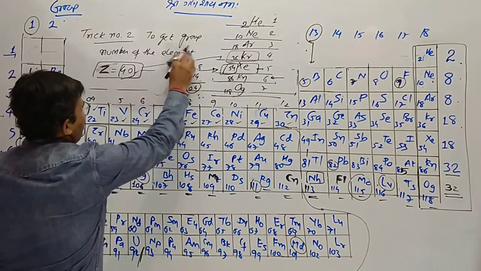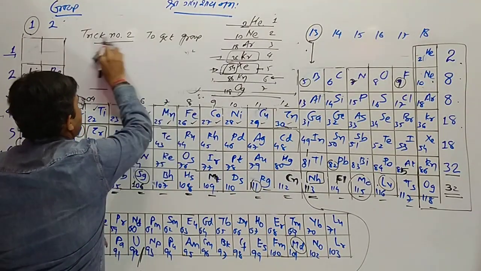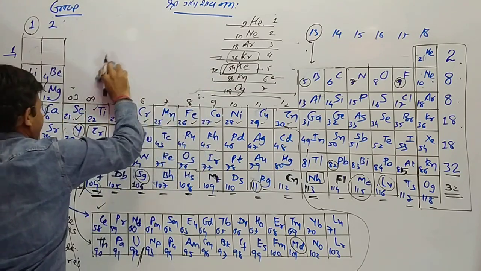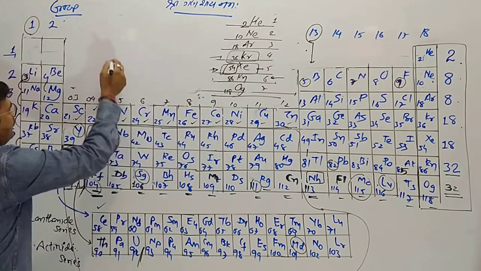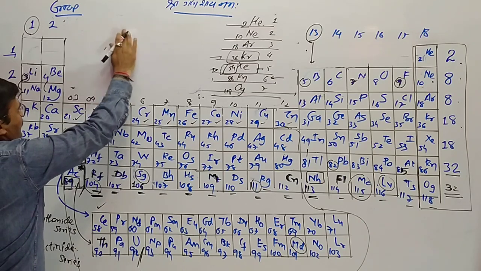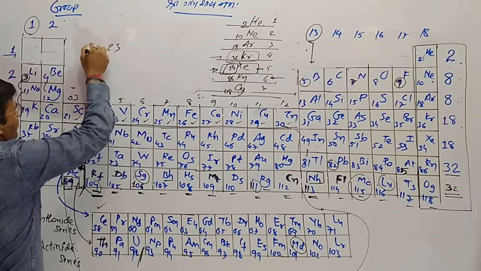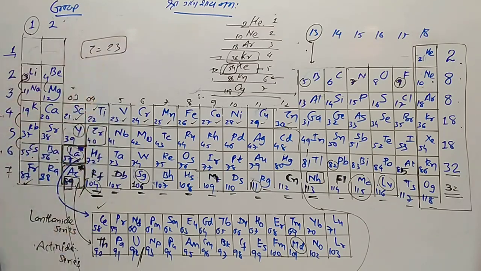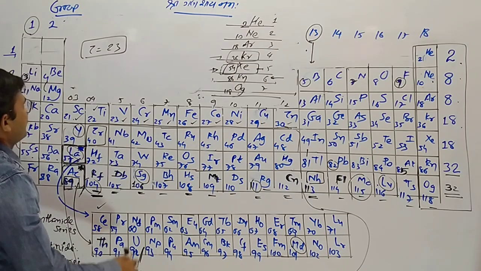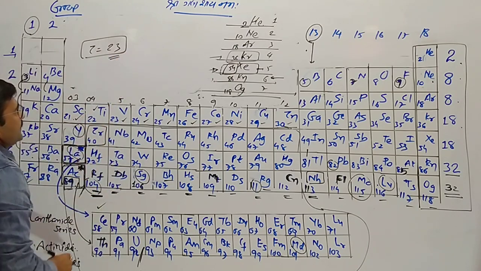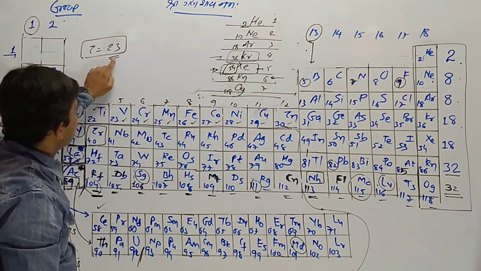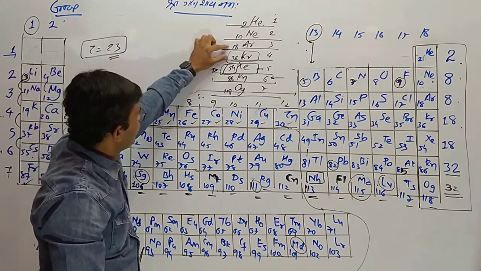Now listen once again. Suppose atomic number is 23 and we have to define its place in our periodic table. So 23 is between 18 and 36. Clear?